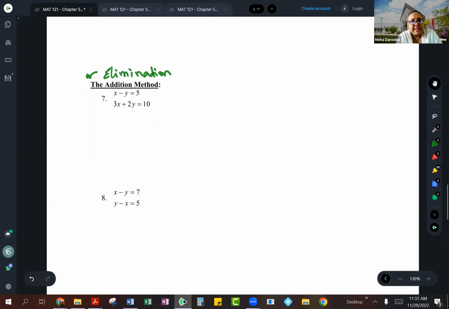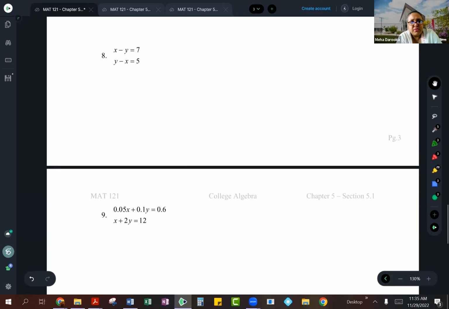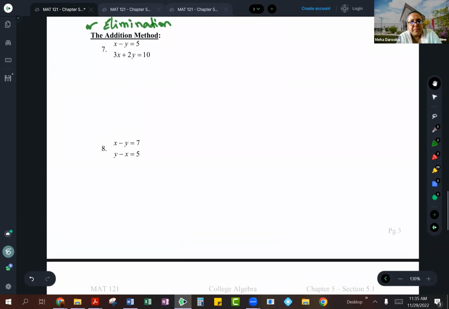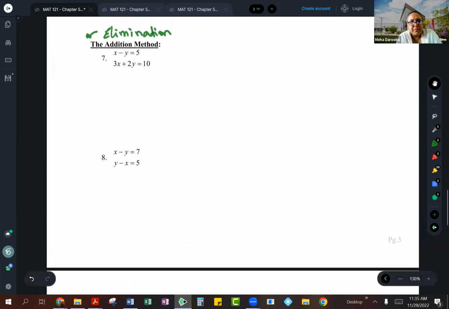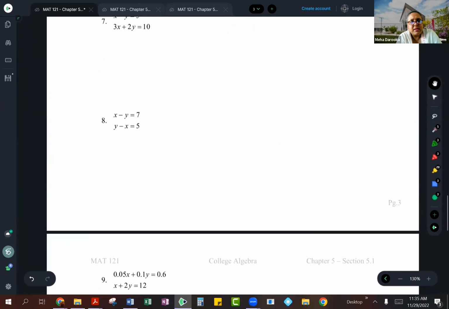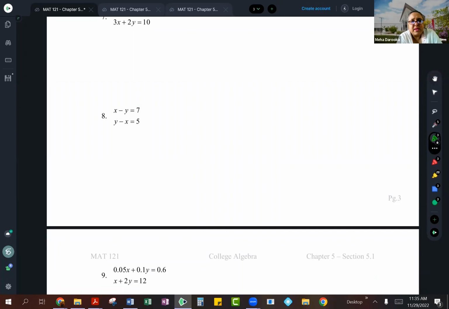And let's see, which example do we want to do here? Let's try number 8, I think. And let's see whether this one will come out to be the same equation or parallel. I'm not sure. We'll have to break this down and see.